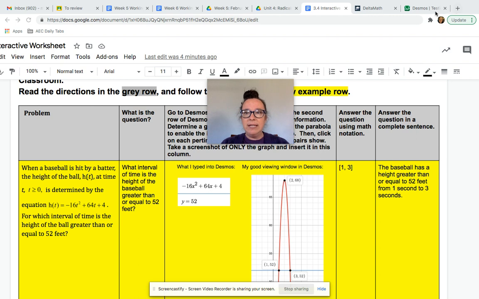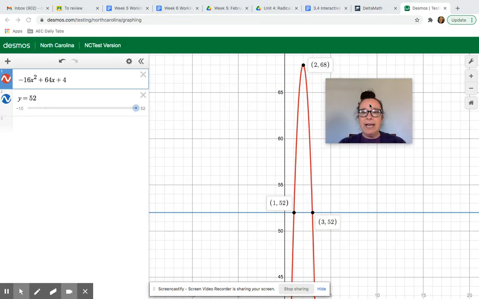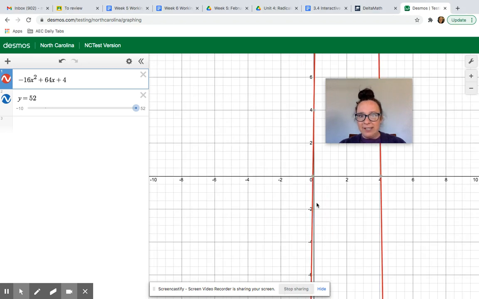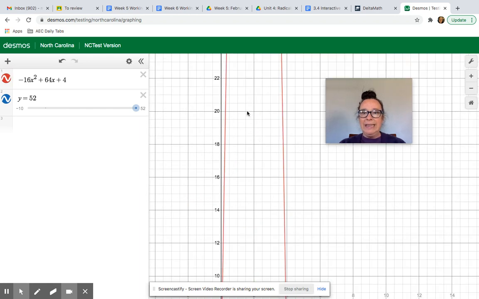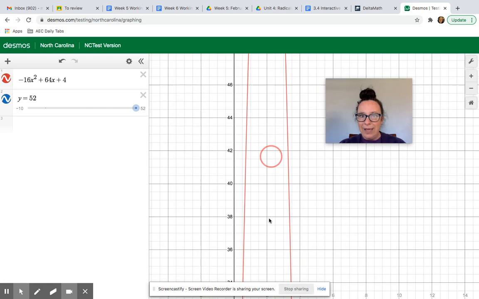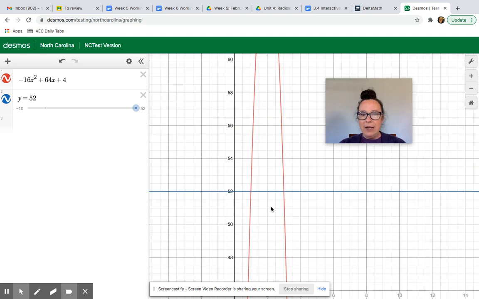Okay, so then I went to Desmos and I typed in the function right here. Now it wants to know when the height of the ball, h of t or y, is greater than or equal to 52. So I put y equals 52. Now when I first did this it didn't show up like this, okay? That's not what I saw. I'm going to hit the home key right here. That's what I saw, okay? But I knew I had just put a y equals 52 in, so I just clicked and dragged, okay? And then I see right here it's 52.